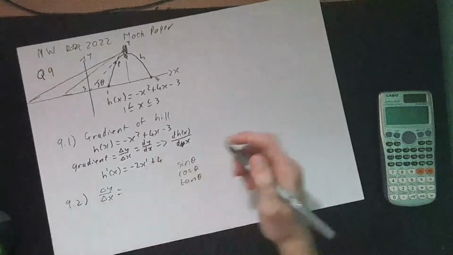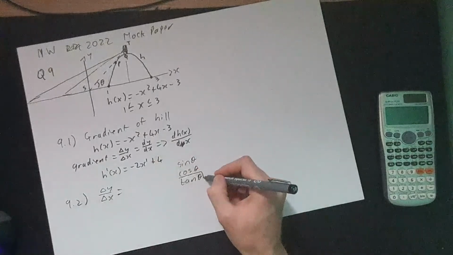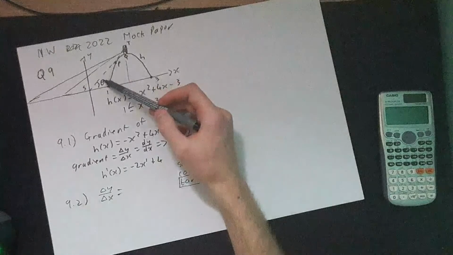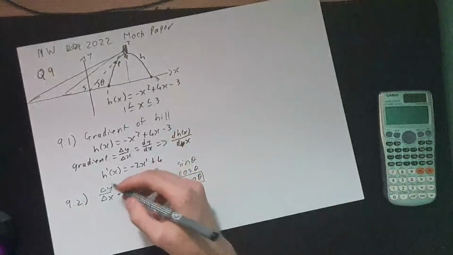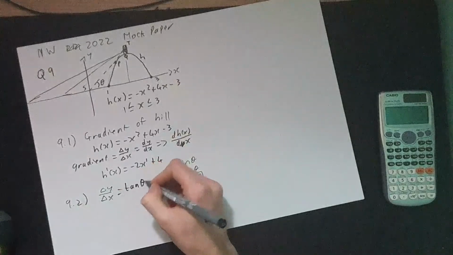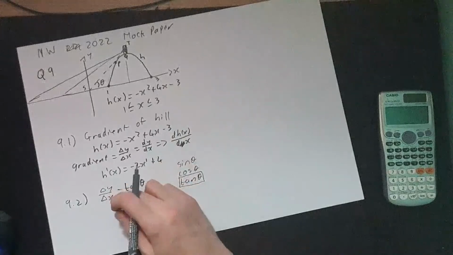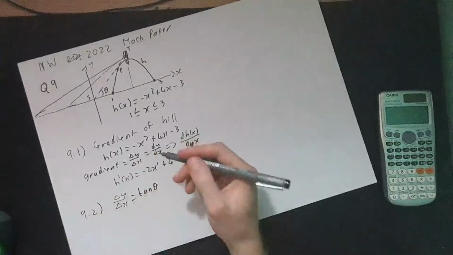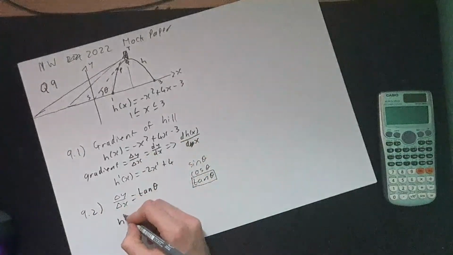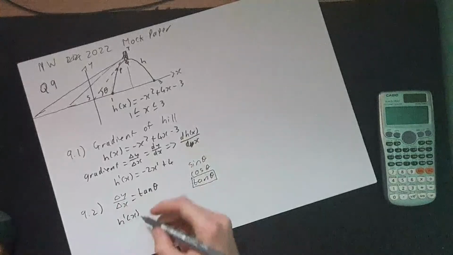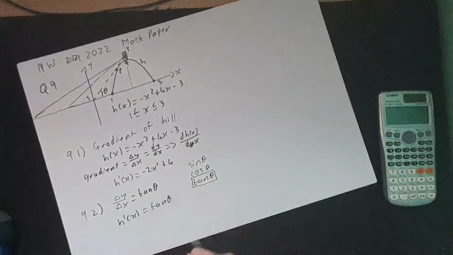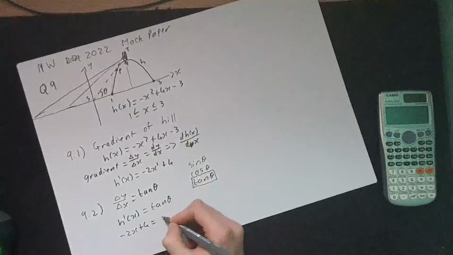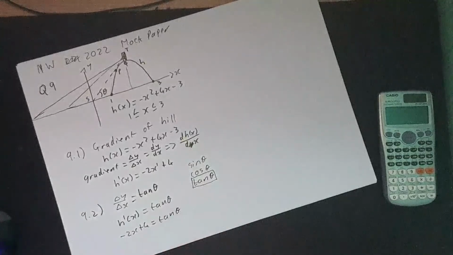Okay, so if you chose tan, you're correct. We need a relationship between the gradient and theta. So we know that the change in y over change in x is equal to tan theta. And we know that the change in y over the change in x is essentially equal to my gradient. So what we actually have is h prime of x equals tan theta, which gives me what? Minus 2x plus 4 equals tan of theta.